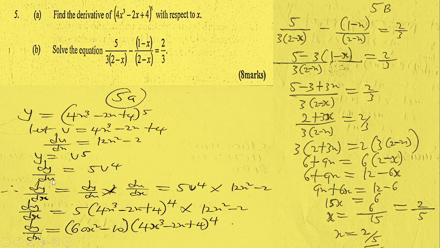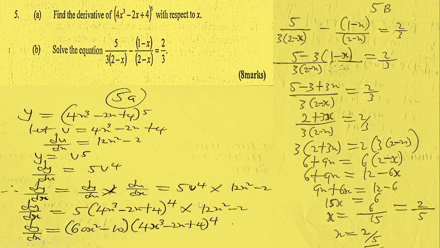Then from the formula for the chain rule, we have dy/dx equal to dy/du times du/dx. What's our dy/du? That is 5u raised to power 4, times what's our du/dx? That is 12x squared minus 2. That's what we have here. From there, we know that our u is 4x cubed minus 2x plus 4. Returning back here, that means you have this raised to power 4 times 12x squared minus 2.